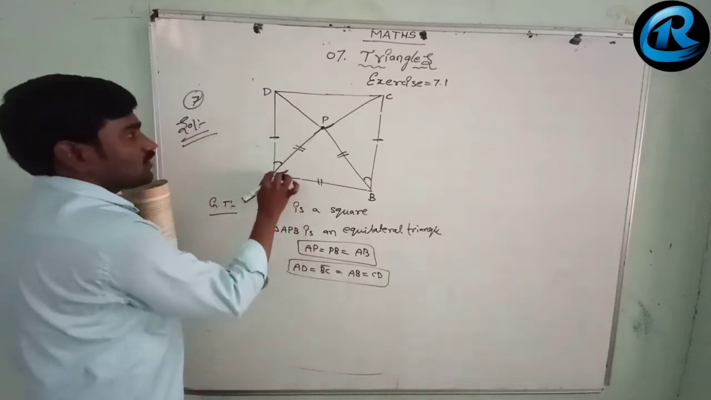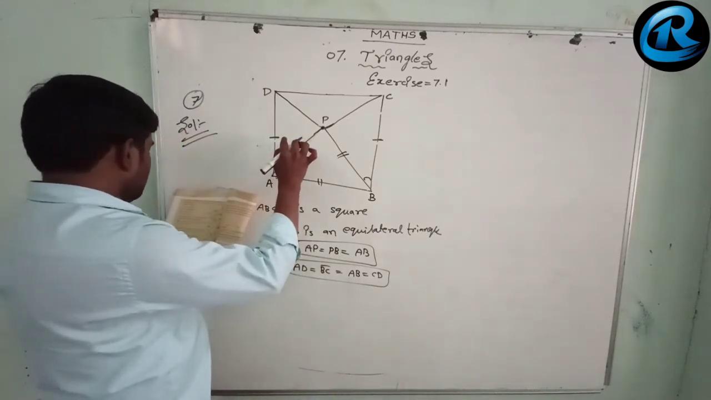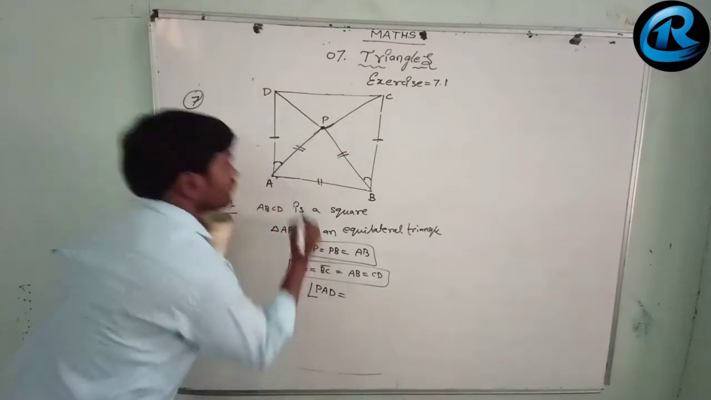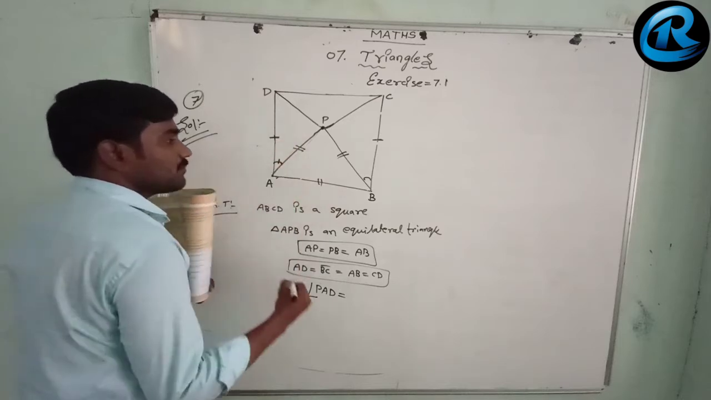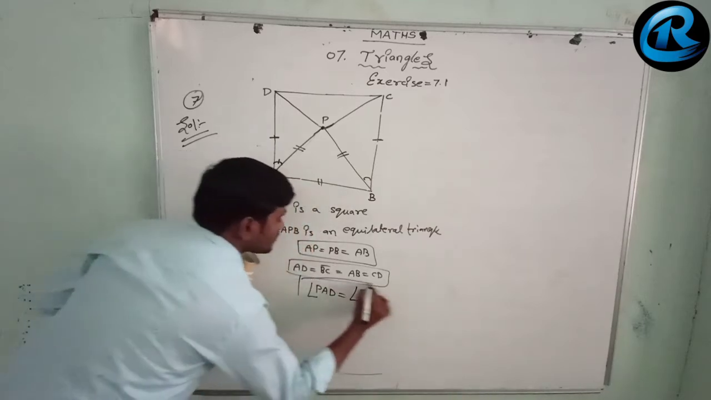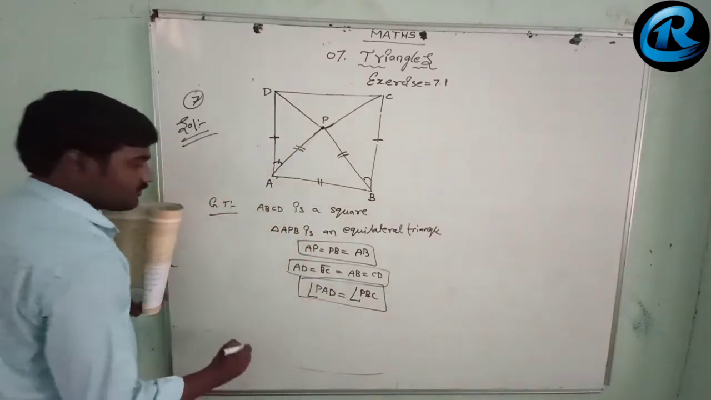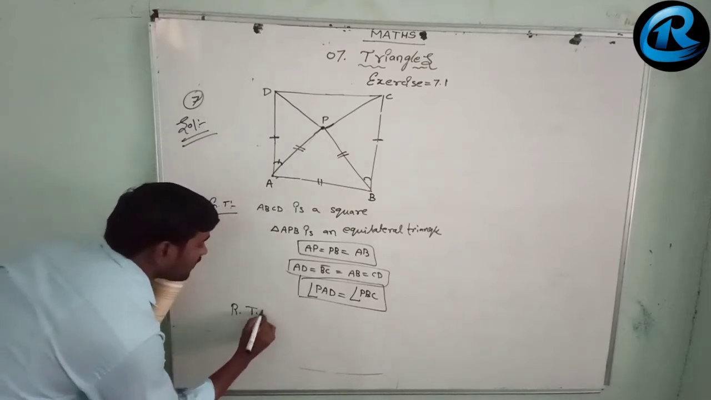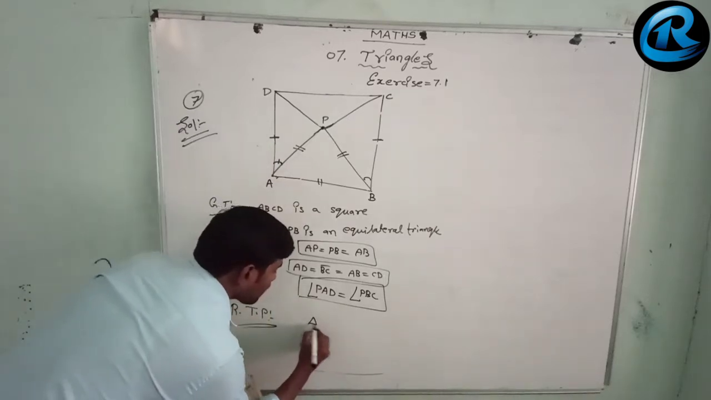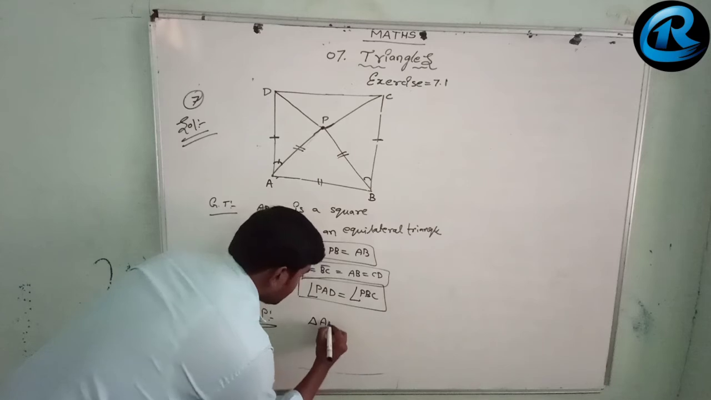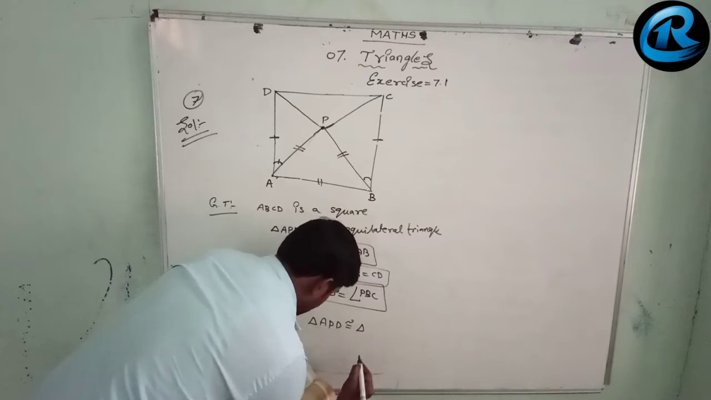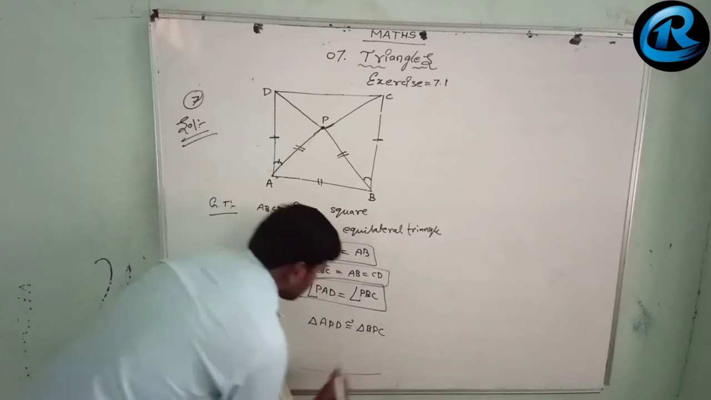And also given these two angles are equal. Angle PAD equal to angle PBC. These are the given angles. So let us write the RTP. What we need to find out is that triangle APD is congruent to triangle BPC. We have to prove this.